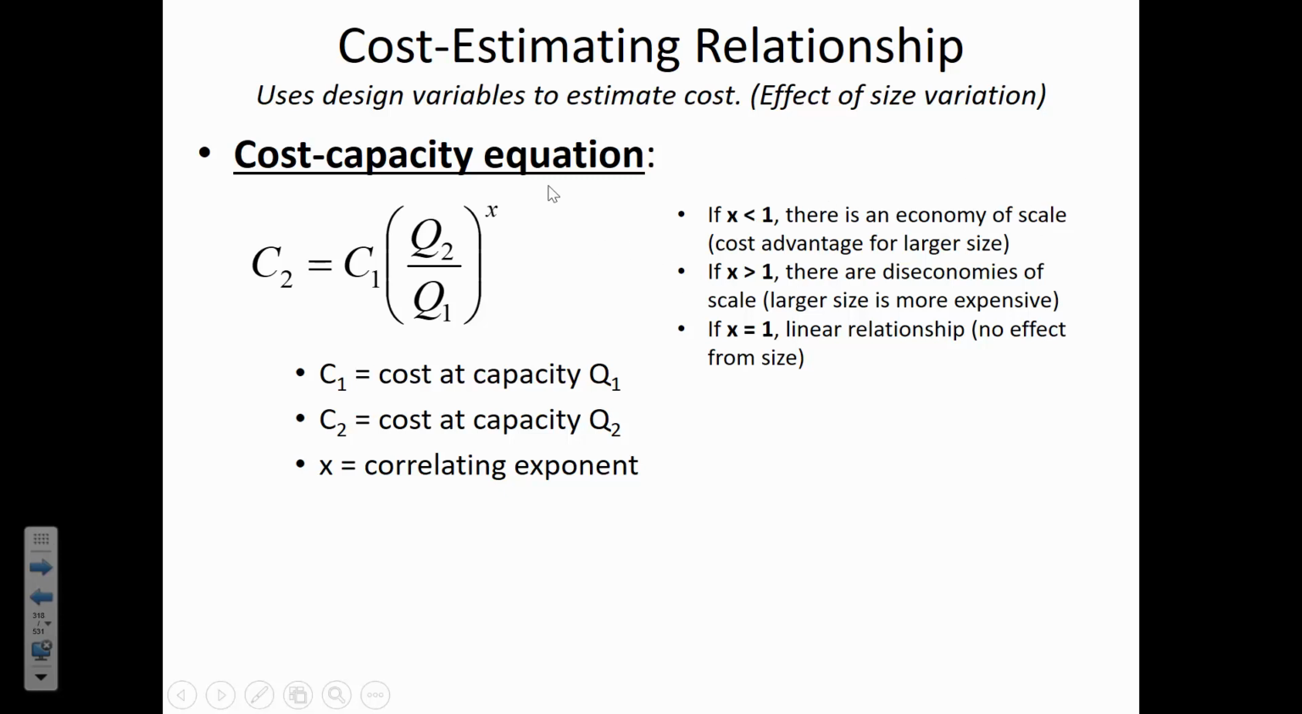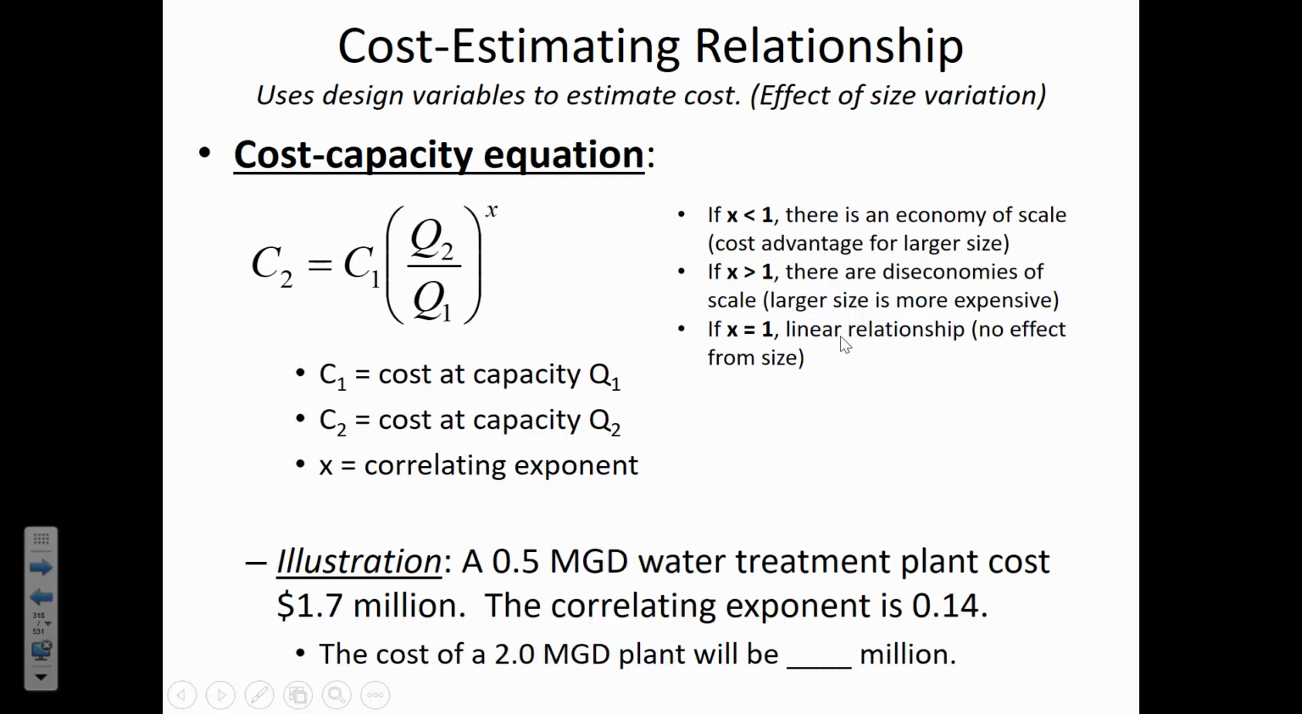If x is greater than 1, then that's a diseconomy of scale. And so for some things, a larger size becomes more expensive. I've already told you about the example of maybe a high-rise building. There can be diseconomies of scale for things like aircraft, where the larger they get, the complexity of it means that it's just more and more expensive for the larger size. And occasionally we'll have things for which there's no effect from size, where the cost correlating exponent is 1.